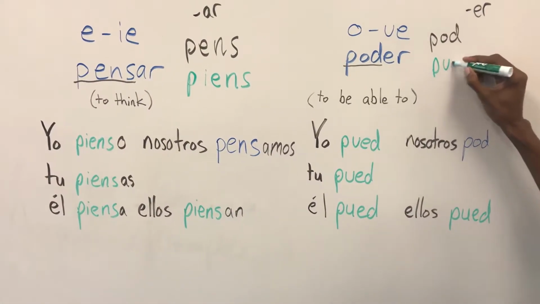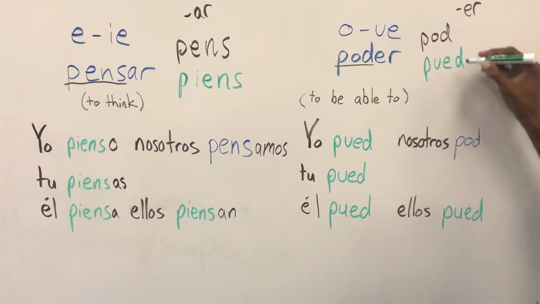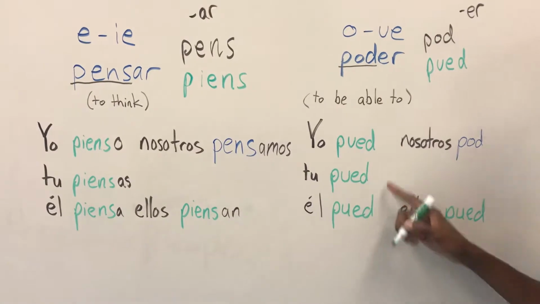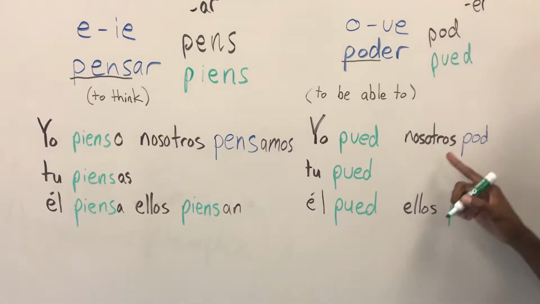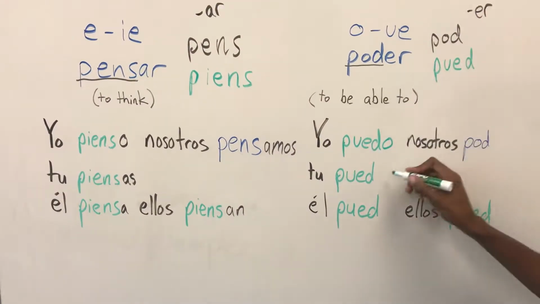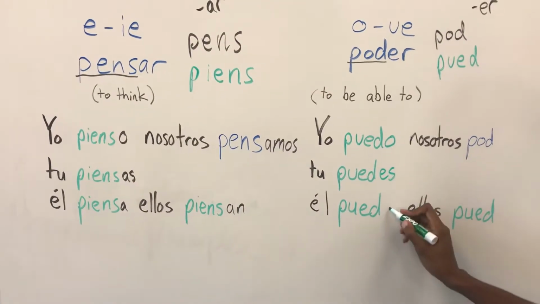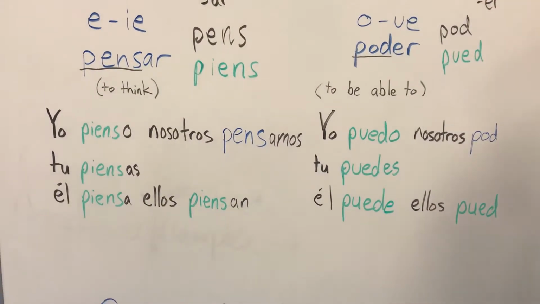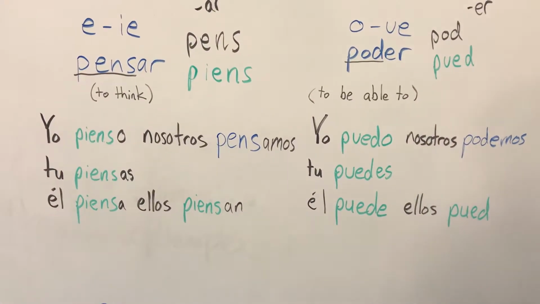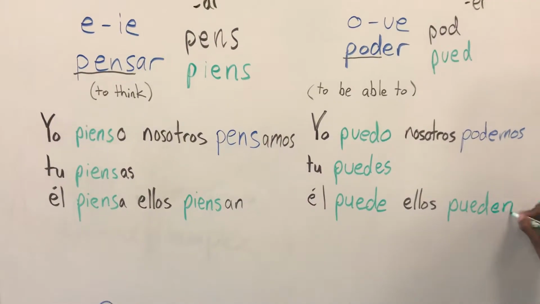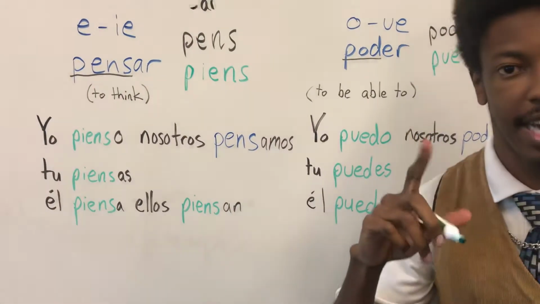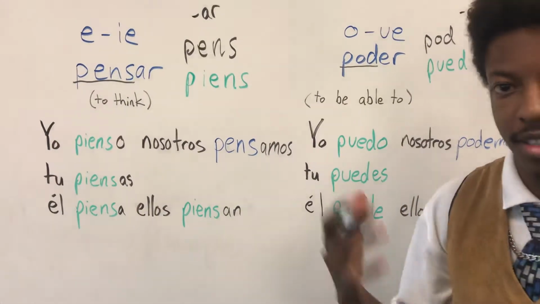So, UE. Puede. And now, here we have the stems written out. Remember, we keep the old stem for nosotros. So, yo puedo. Tú, ER endings, puedes. Él puede. Nosotros podemos. Ellos pueden. Pretty simple, right? Are you starting to get it? Let's look at one more. And I think once you see this, it's gonna make it really click.